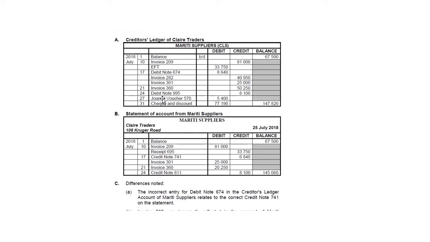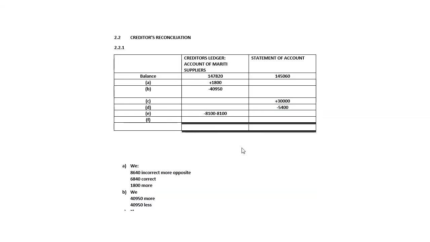Okay, the journal we already fixed, but there's also a cheque and discount for 77,190 that they haven't got on the statement, which they must still put in. So they must fix it. So from the statement, we must still put through the 77,190. If we pay, we will owe less. So we must make the account less with 77,190. So they must make it less with 77,190.